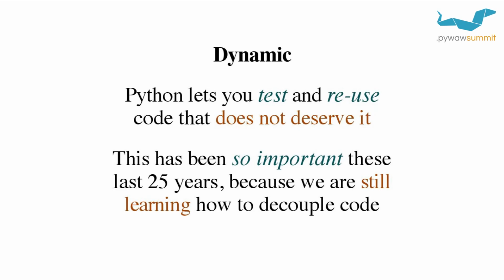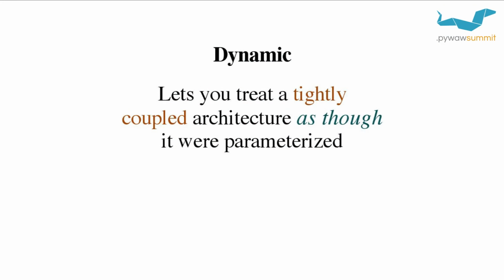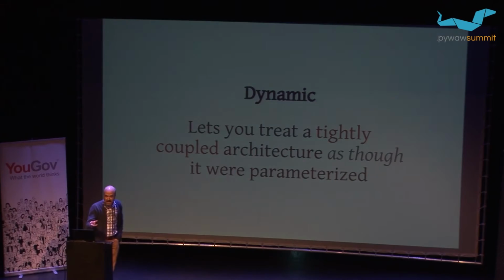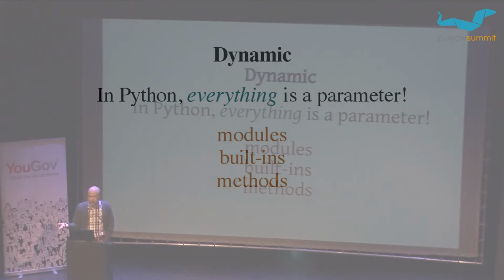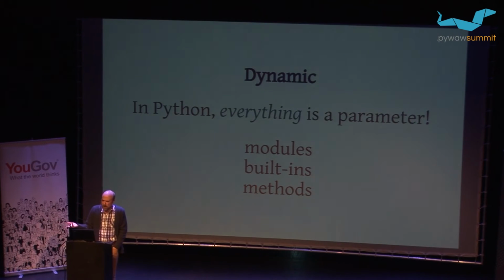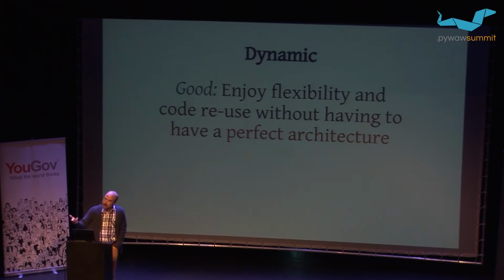This has been very important these last 25 years because as an industry, as a practice, as a skill, we're still learning how to decouple code. We don't have all the answers yet. And in that case, a dynamic language is wonderful because it lets you treat a tightly coupled architecture as though it were parameterized. So you can go in and replace print with something else. In a dynamic language, in the end, everything is a parameter. You can replace modules, built-ins, and methods at runtime. That's good. You can enjoy flexibility in code reuse without having to have gotten yet a perfect architecture.